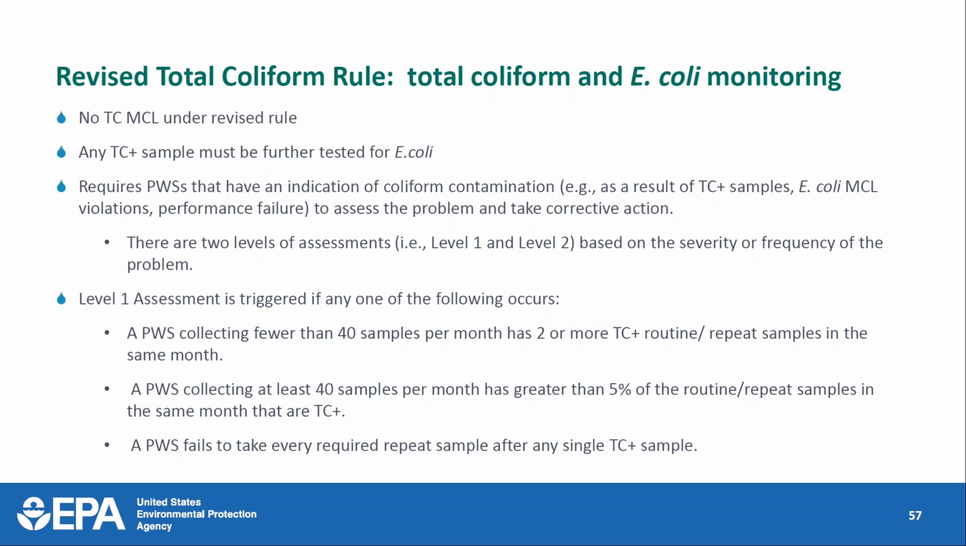One of the biggest changes from this revised rule from the old rule, there is no longer an MCL for total coliforms. Instead, there is an assessment that's done if the system reaches, or exceeds, the number of total coliform positive samples they can have. They do an assessment. This rule does state, as you take your samples, any sample that is positive for total coliforms is further tested for E. coli.